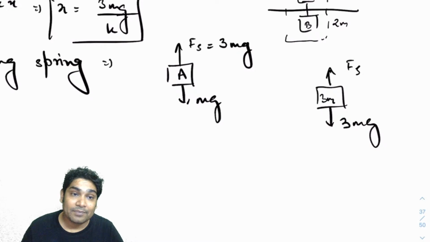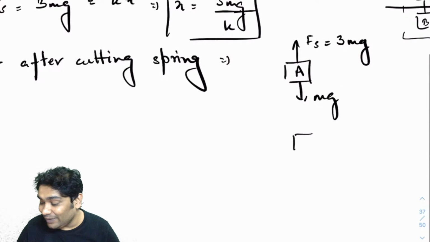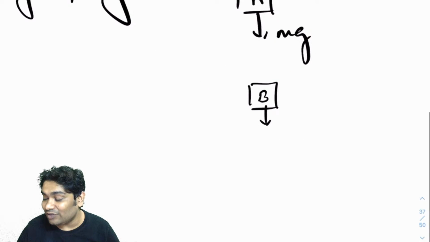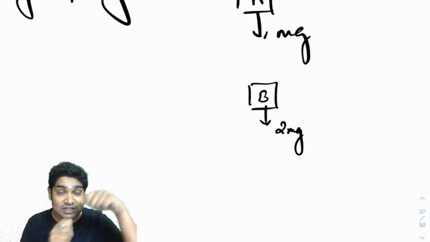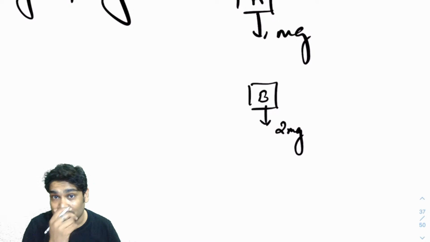So your answer was wrong. And what about B? B would be feeling a force downward of 2mg. That's the only force, because the tension immediately disappears unless a string is tight. So when you cut the string, it won't remain tight. So the tension would immediately become zero.